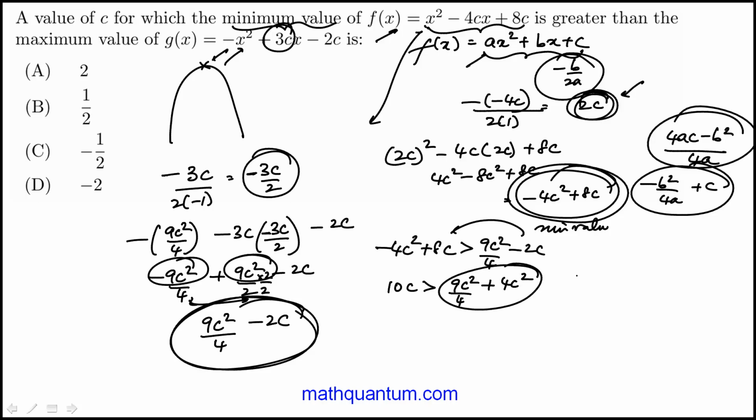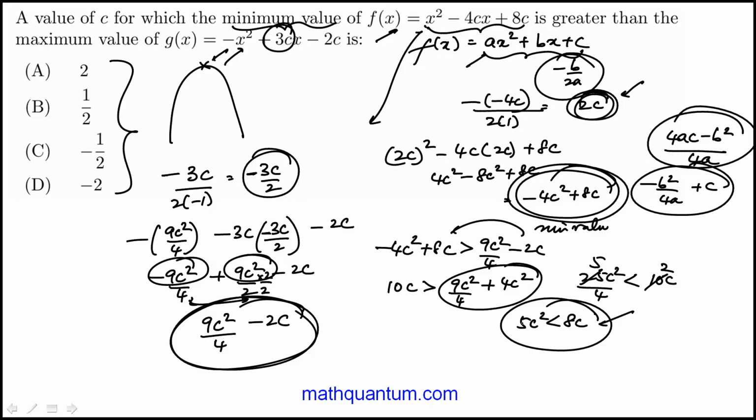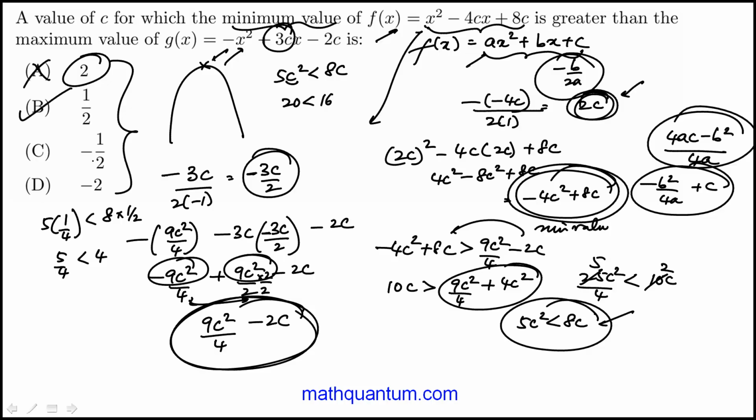This becomes 25c squared over 4, and then divide by 5. And then I end up with, so all this work to end up here. I will not be solving this inequality. You can, but because I have the answer choices here, I'll just simply plug them in and see which one satisfies this. So if I plug in 2, that's 20 is not less than 16, so that's out. If I plug in half, this is 1/4. That is 5 over 4 is indeed less than 4, so that one is the answer.